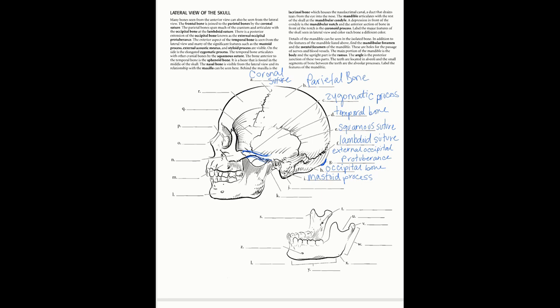Just next to the mastoid process, we have this opening here. This is going to be the skeletal tunnel for your ear canal, and it is our external acoustic meatus.